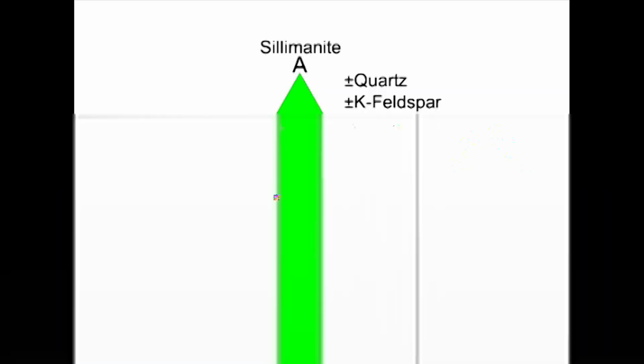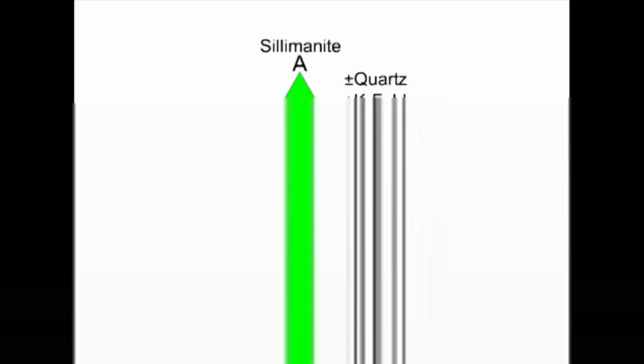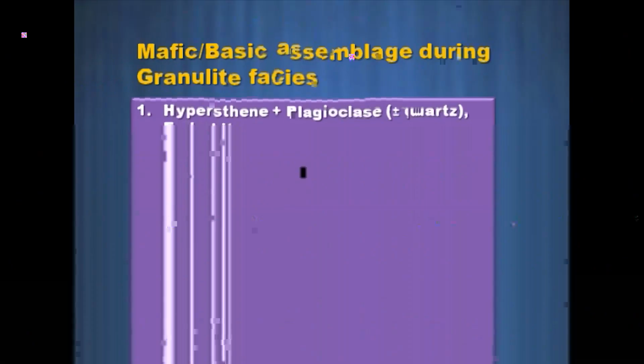Basic and mafic assemblages during the granulite facies. The important assemblages we can observe with the help of an ACF diagram are as follows. Assemblage 1, that is also known as anthophyllite, basic charnockite. Second assemblage is hypersthene plus plagioclase plus garnet plus or minus quartz plus or minus orthoclase. It is also anthophyllite, charnockite, garnet bearing. Third assemblage is hypersthene plus clinopyroxene plus plagioclase plus or minus quartz, because in this case both pyroxenes are present. Fourth assemblage is clinopyroxene plus or minus quartz.